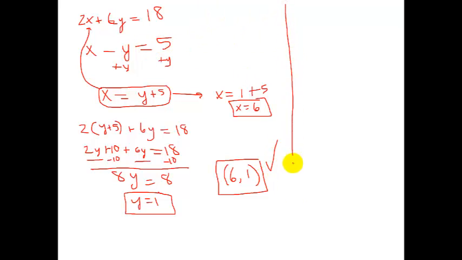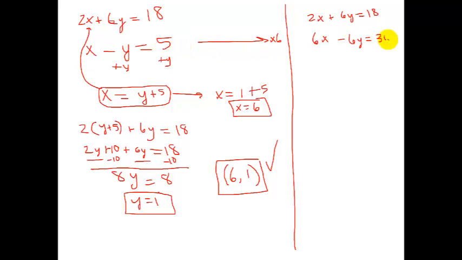Now alternatively, I could try to solve this exact same system using the elimination method. So let me copy down the first one. 2x plus 6y equals 18. Now to make this 6y match up with a negative y, I can multiply this whole equation by 6. So I can go multiply by 6, and I'll get 6x minus 6y equals 5 times 6 is 30.